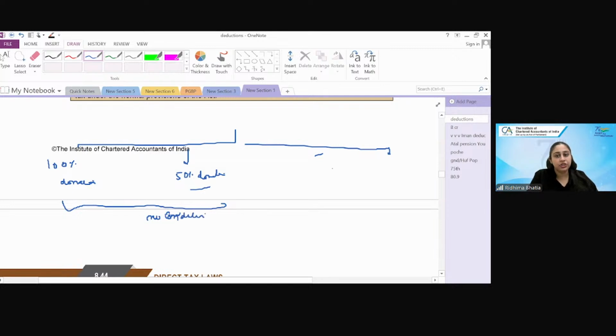Then there is the condition-based category. Condition-based means again there are 2 categories: after the condition, 100% of that would be allowed, or 50% of that would be allowed. Okay? 100% or 50%. Now, how does this happen?